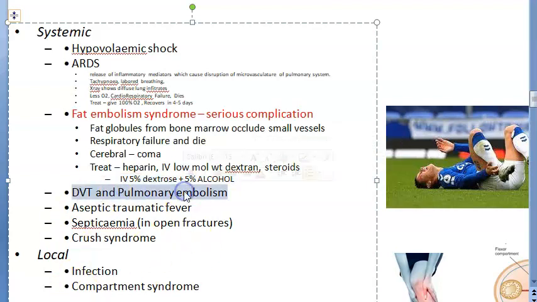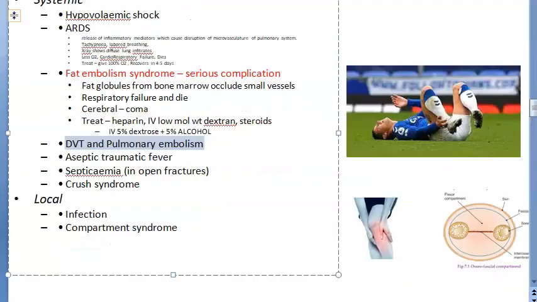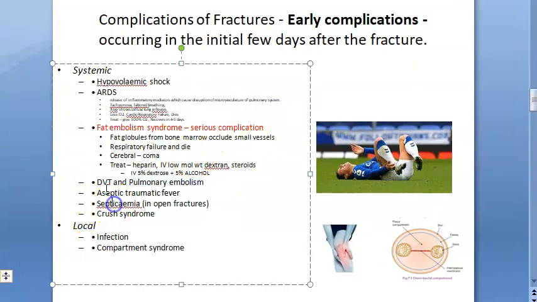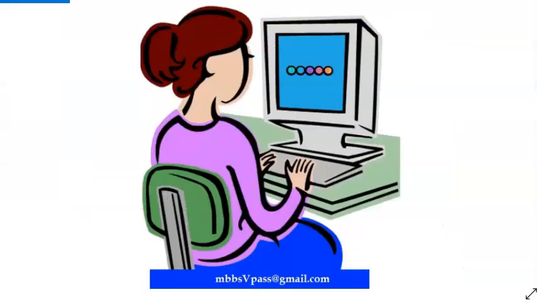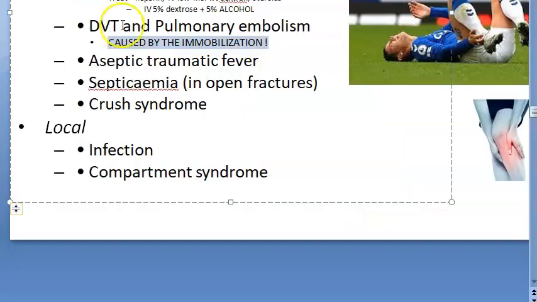Now, let us move on to the next systemic complication, which they're talking about in the early complications, DVT and pulmonary embolism, guys. Are you ready? This DVT is actually a common complication, caused by immobilization. If the person is immobile, what can happen? There can be venous stasis, and that can lead to the formation of a thrombus. So deep vein thrombosis can happen, especially in elderly and obese patients. This risk will be there.